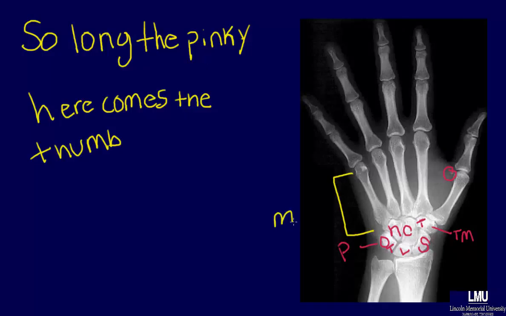In yellow, we have our metacarpal bones. In orange, we have our proximal phalanges. In green, we have our intermediate phalanges. And in pink, we have our distal phalanges.